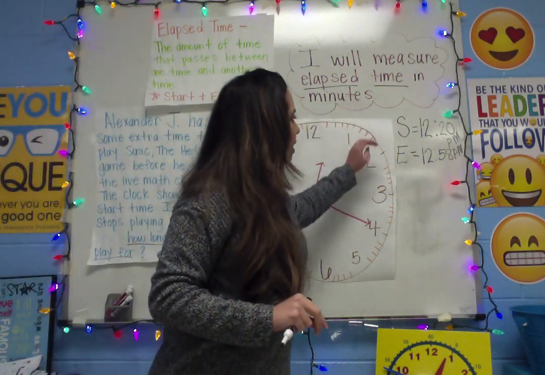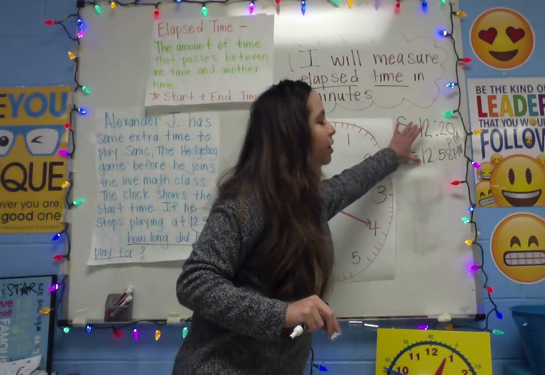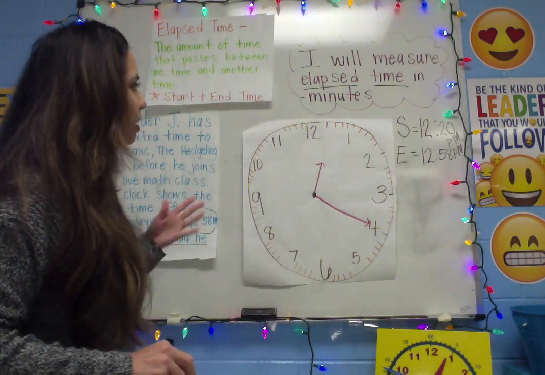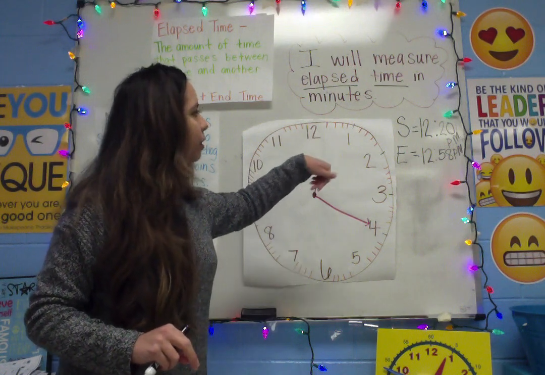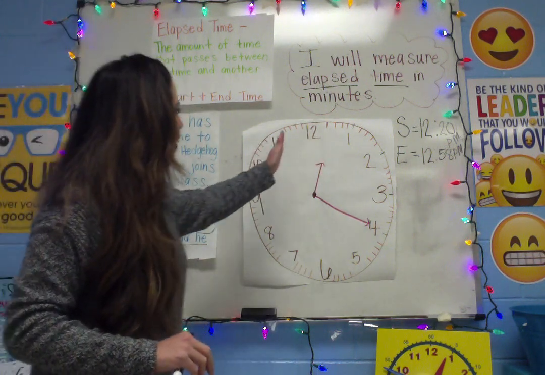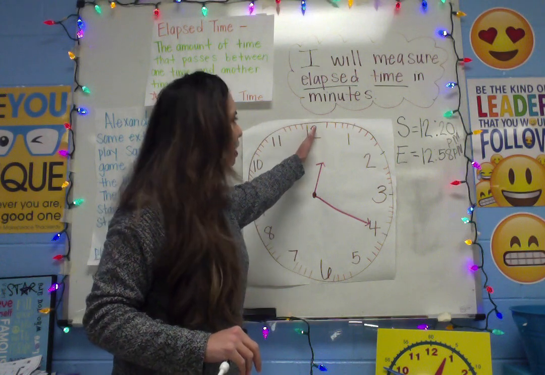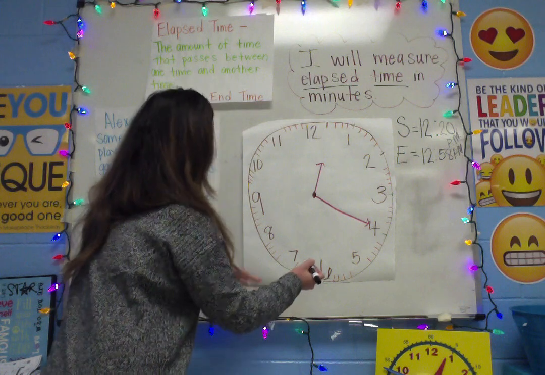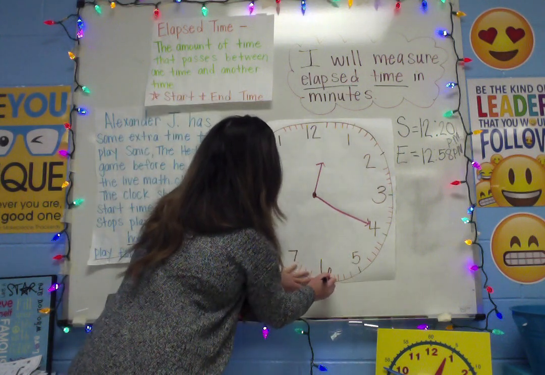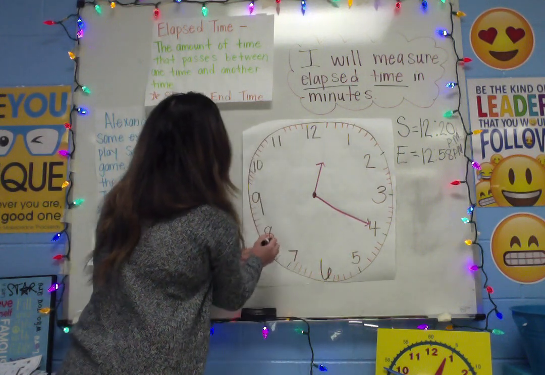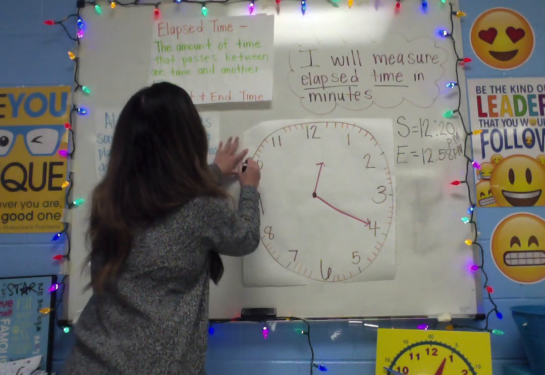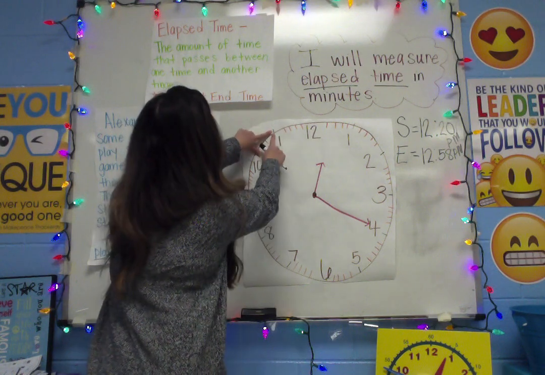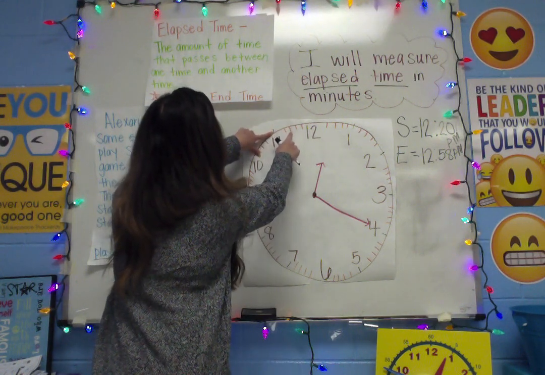So look at the start and end time. Notice that 12 o'clock, the hours are the same. They did not change. So I don't have to worry about the hour hand. So 58 would be, let's start at 12, and I'm going to count on until I get to 58 minutes. 5, 10, 15, 20, 25, 30, 35, 40, 45, 50, 55. Now I'm going to count on by ones. 55, count up, 56, 57, 58.